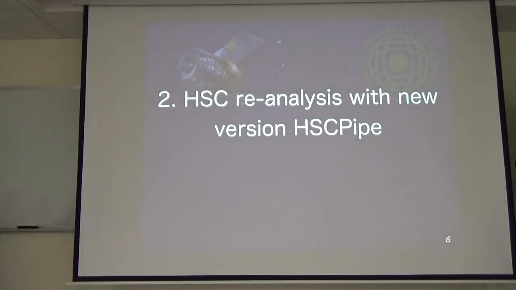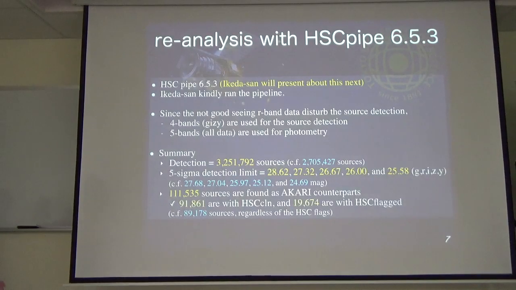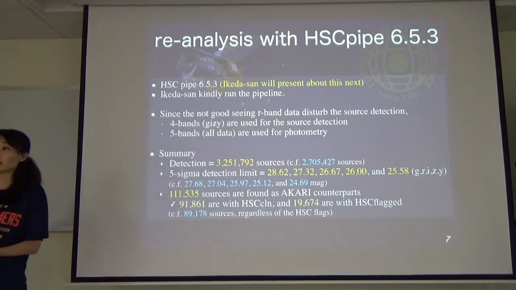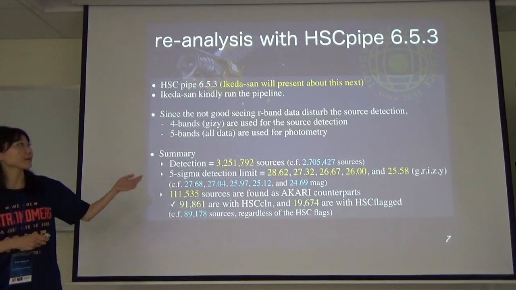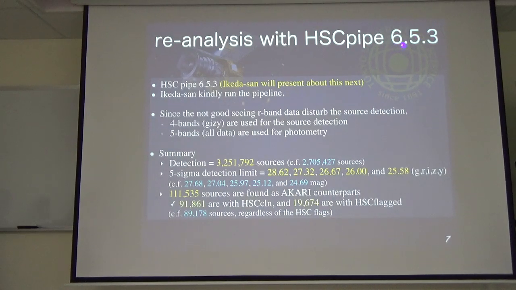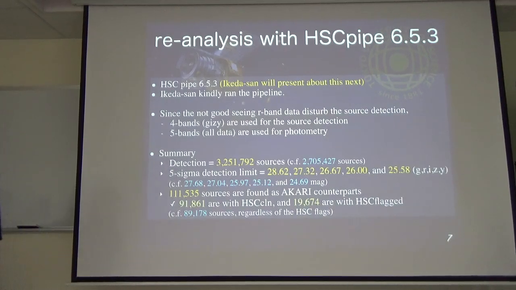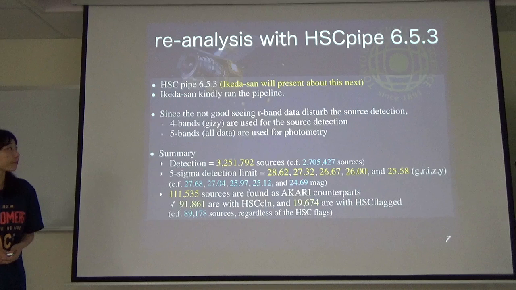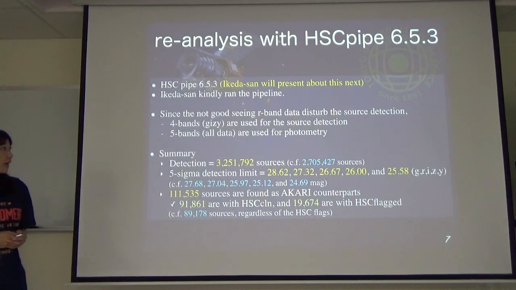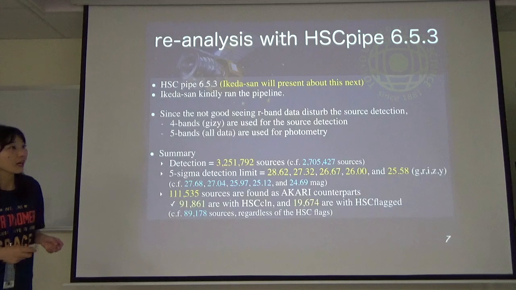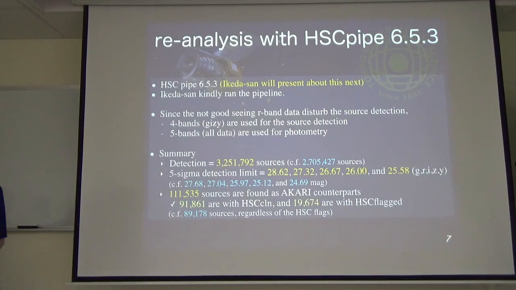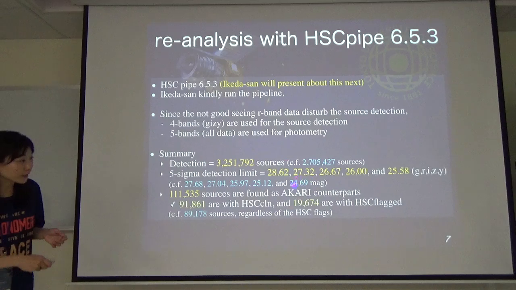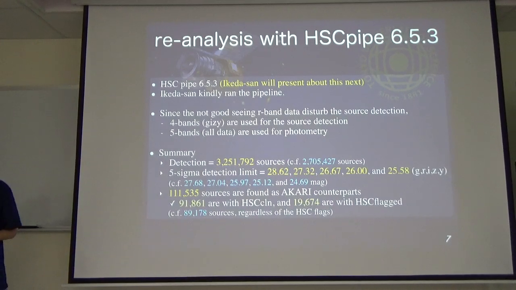So this is a summary of the last version HSC catalog. Okay, we have to fix the problem. The HSC SSP pipeline team dedicated themselves to improving the pipeline, and now the pipeline version went up to version 6.5.3. So we just reanalyzed the same HSC data with the newer version pipeline. Then this is a summary of the tricky part of our analysis, and this is a summary of the quality of the new version HSC catalog.